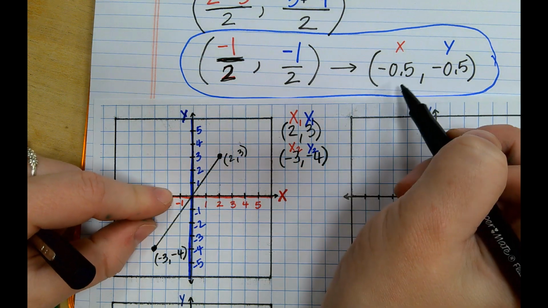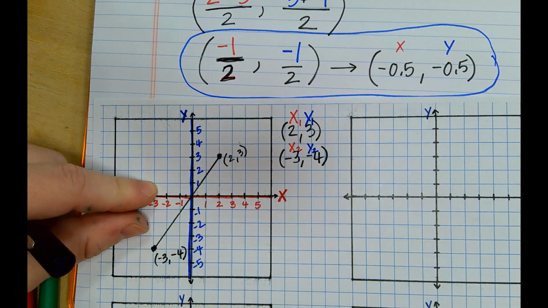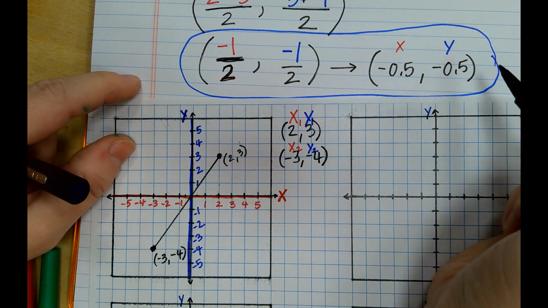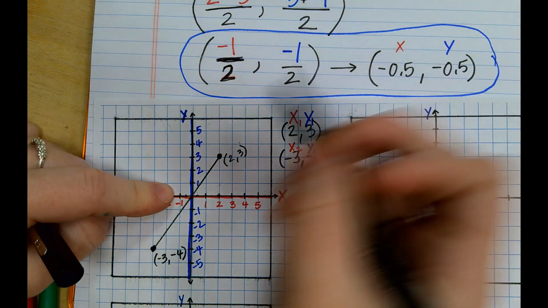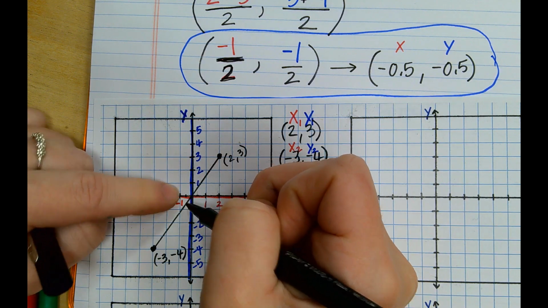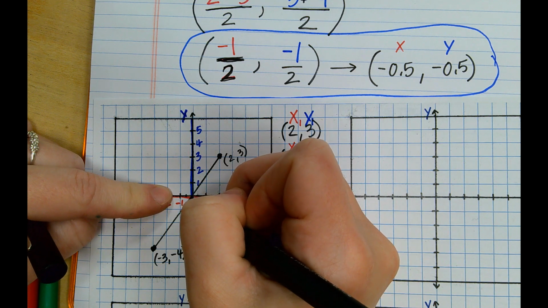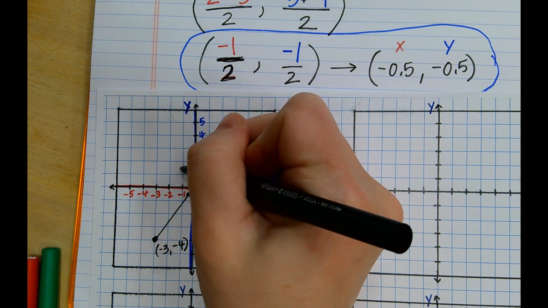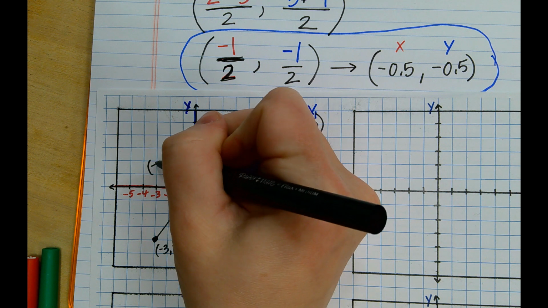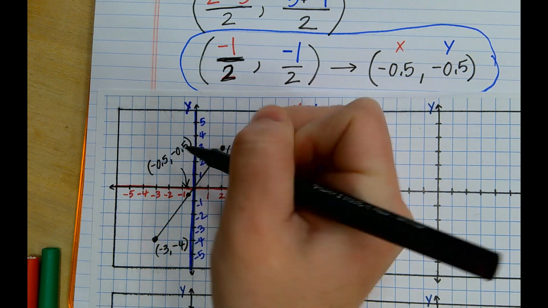So I'm just going to go over to the left about 0.5, so about halfway. And then what's my y value? -0.5. So will I go up or down on the y-axis? Down for negatives. And I'm going to go down about 1/2 of the way. And there's my midpoint. And we'll label it (-0.5, -0.5). Like that.